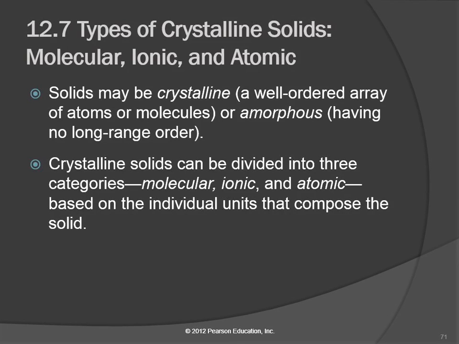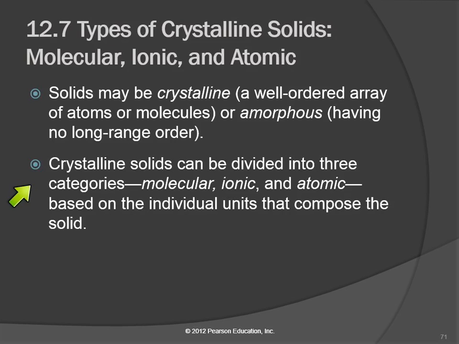Types of solids. We talked a lot about gases. We talked about liquids. Solids come in two basic forms: crystalline or amorphous. Crystalline means that they've got a well-ordered arrangement of their particles. Amorphous means there's no pattern, there's no order. They're just kind of randomly jumbled together.